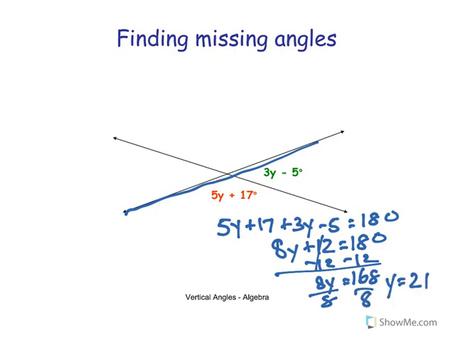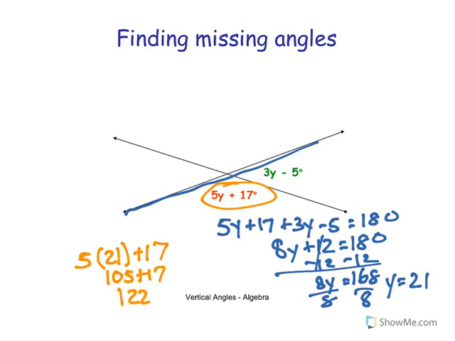So now what do we still have to do? We have to go back and substitute. So what's 5y plus 17? It's 5 times 21 plus 17, which is 122 degrees. And what's 3y minus 5? It's 3 times 21 minus 5, which is 63 minus 5, which is 58 degrees.